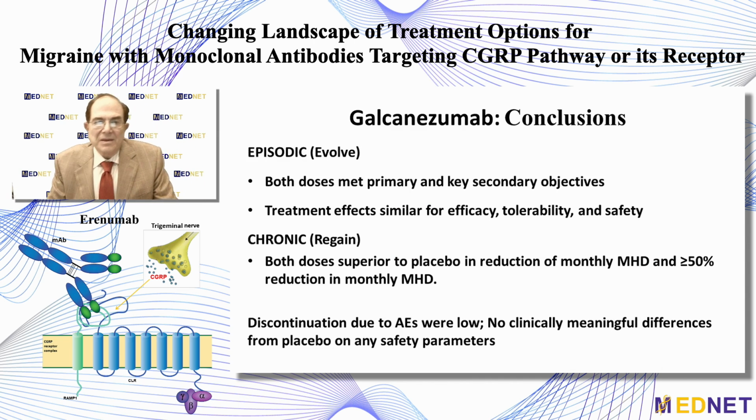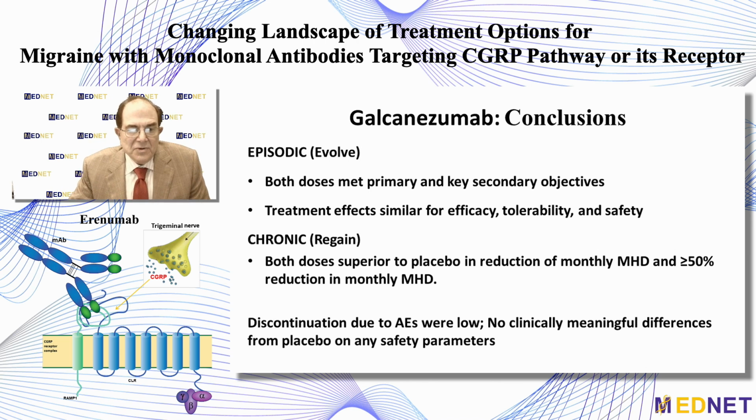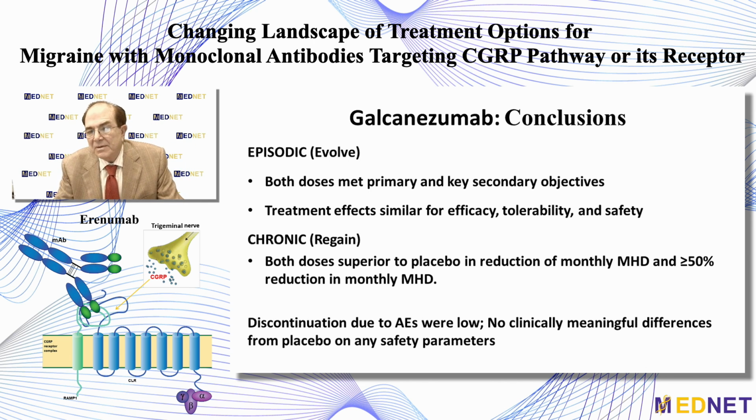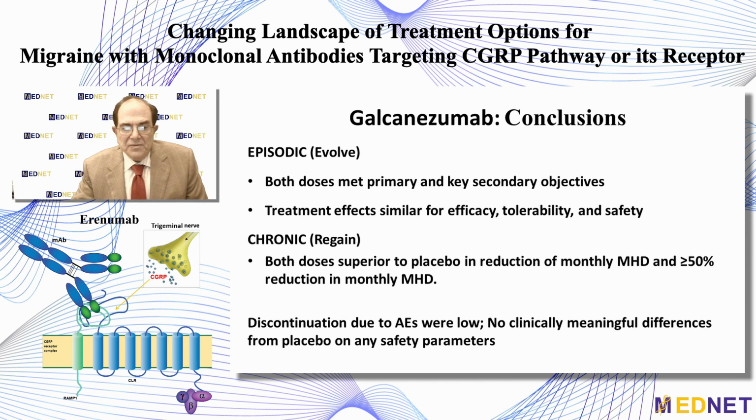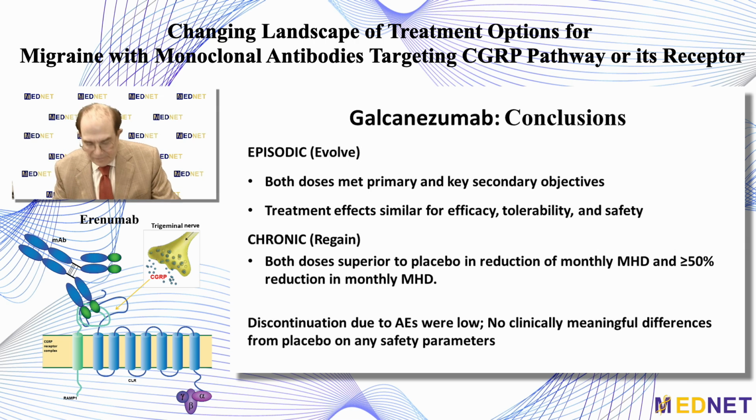We concluded that for the episodic trial, both doses met the primary and secondary endpoints. The treatment results were similar for efficacy, tolerability, and safety. With the chronic trial, both doses were superior to placebo in monthly mean migraine headache days and greater than 50% reduction in monthly mean migraine headache days. Low AEs, not clinically significant differences from placebo in any safety parameter.